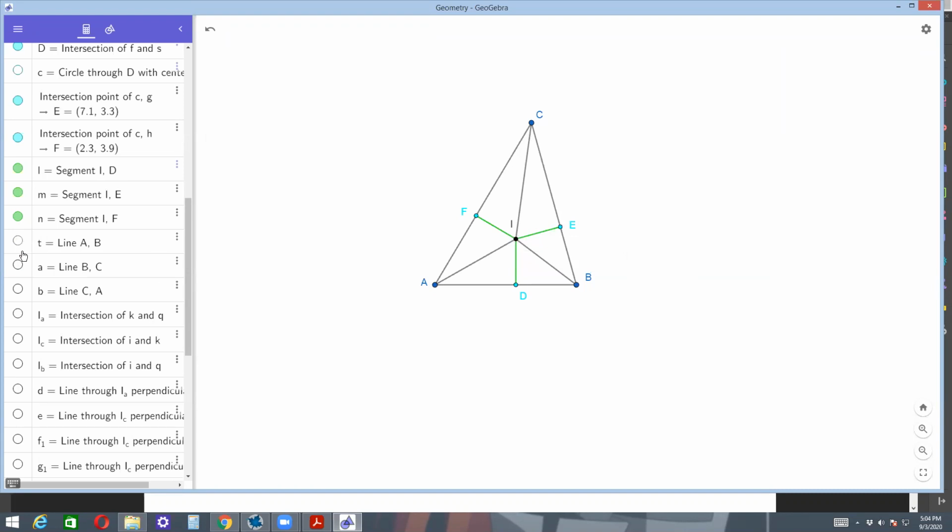Also, knowing that FI, IE, and ID were equal, you could draw a circle. And then using the tangent theorem you could say that FC is equal to EC. Yeah.